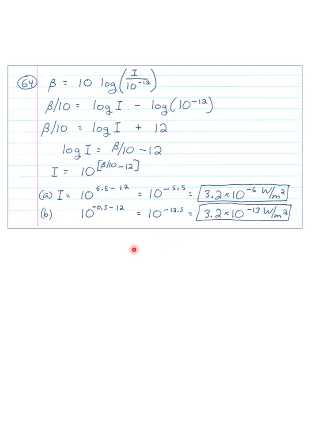And then for the second part, it says for -5 decibels, so that beta over 10 is going to be -0.5 minus 12. So 10 to the -12.5 is 3.2 times 10 to the -13 watts per meter squared. Because it is a negative decibel, that just means it's below the threshold of hearing. So it's below 10 to the -12 watts per meter squared.